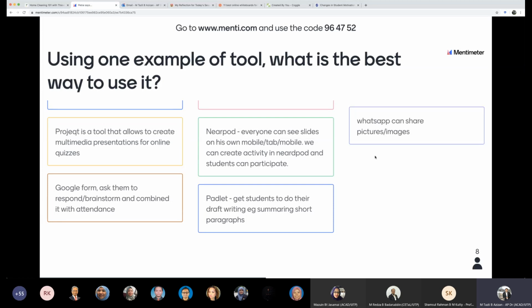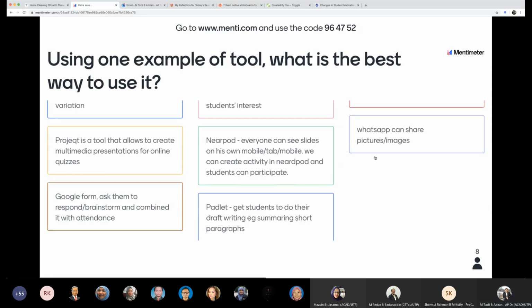Padlet, get students to do their draft writing, for example summarizing a short paragraph. Okay, that's interesting.